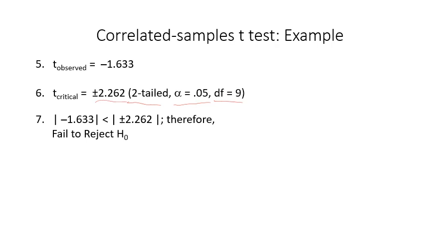So here we've got our absolute value. It's a non-directional test, so you can use absolute values. Absolute value of negative 1.633. However, it is less than our critical value, so our t observed and our t critical. Our t observed is less than our t critical, therefore we are going to fail to reject H0.